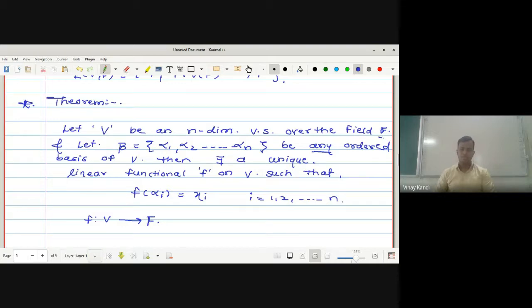There exists a unique linear functional f such that f of alpha i is equal to xi for i running from 1, 2, 3 up to n. And what is the meaning of this sentence? f of alpha i is equal to xi means f of alpha 1 is equal to x1, f of alpha 2 is equal to x2, f of alpha 3 is equal to x3, up to f of alpha n is equal to xn.